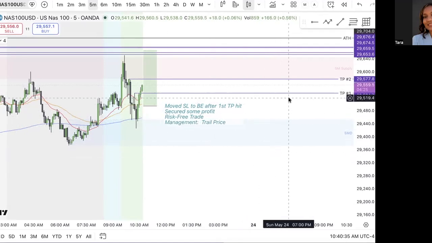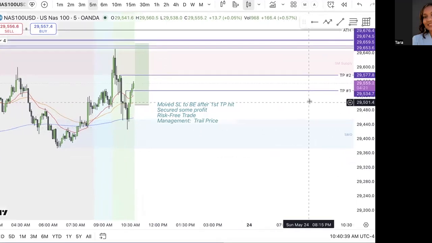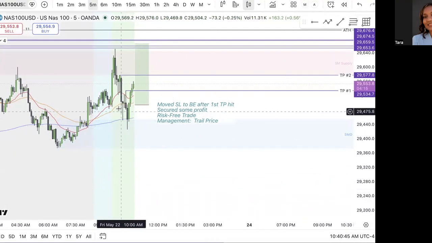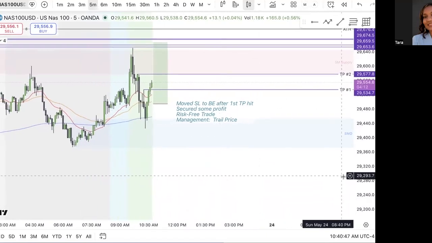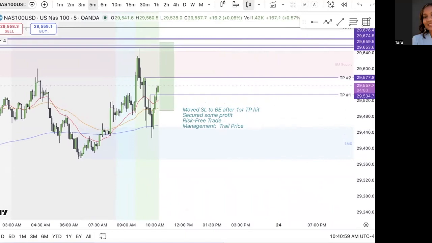We're trailing price as it goes up, just so that we can secure as much profit as possible. It's a risk-free trade, but we want to secure as much of the unrealized profit as possible. We know that NAS is a volatile index.